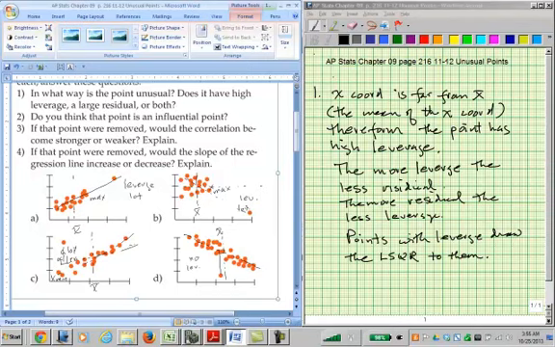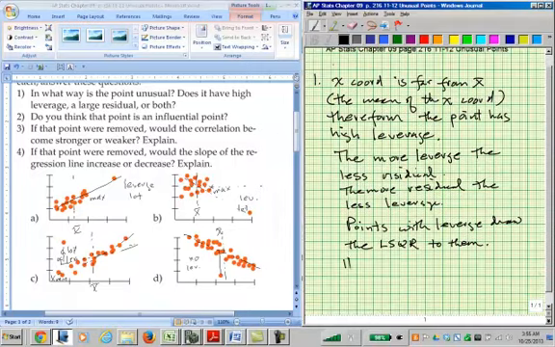So, does it have leverage, a large residual, or both? Okay. So, high leverage and a large residual are mutually exclusive. They are mutually exclusive.